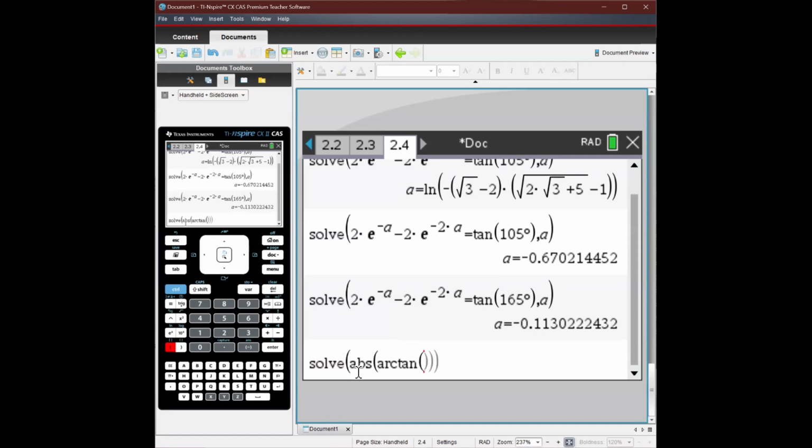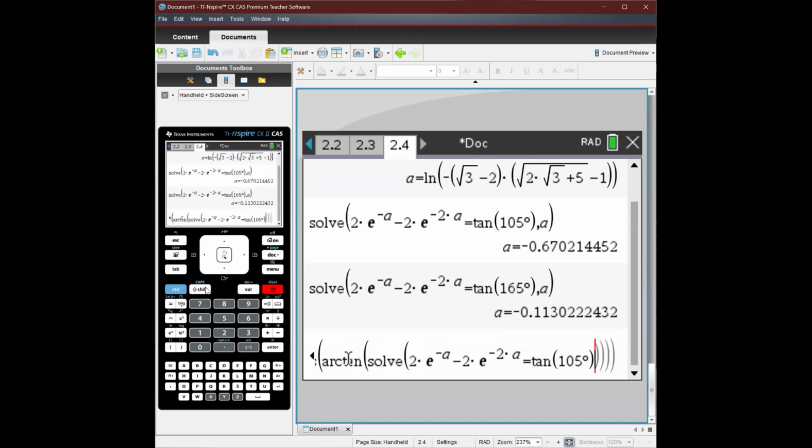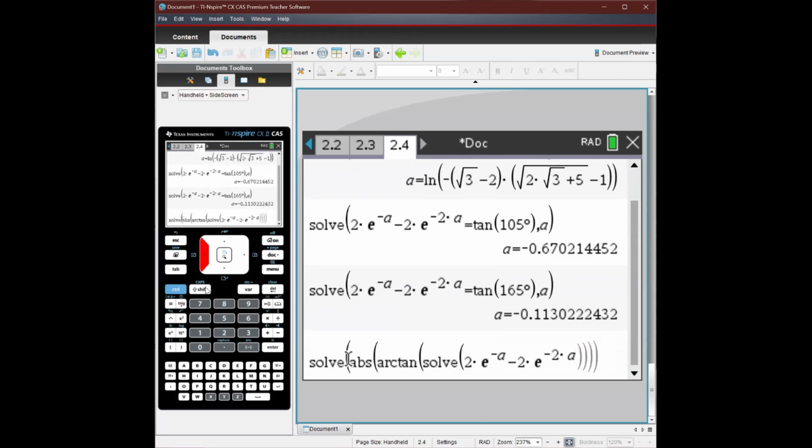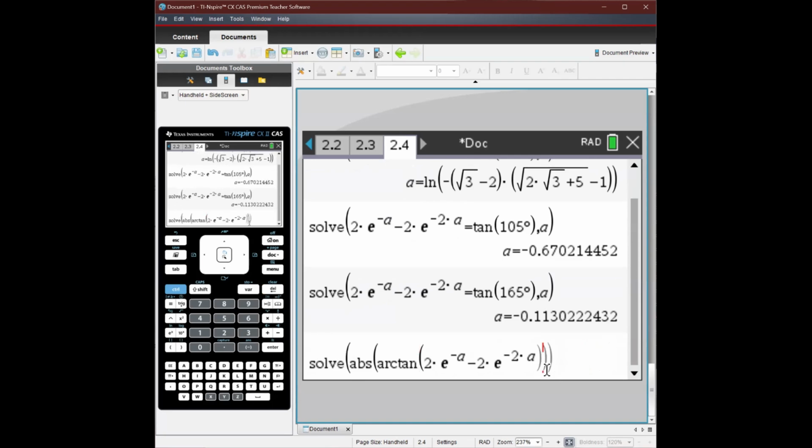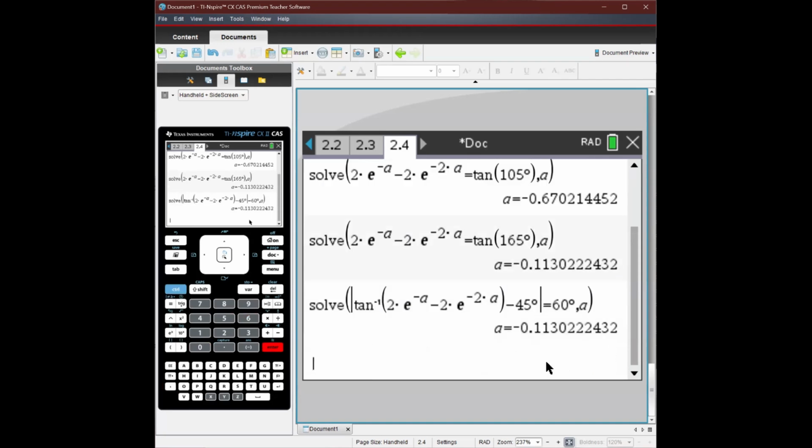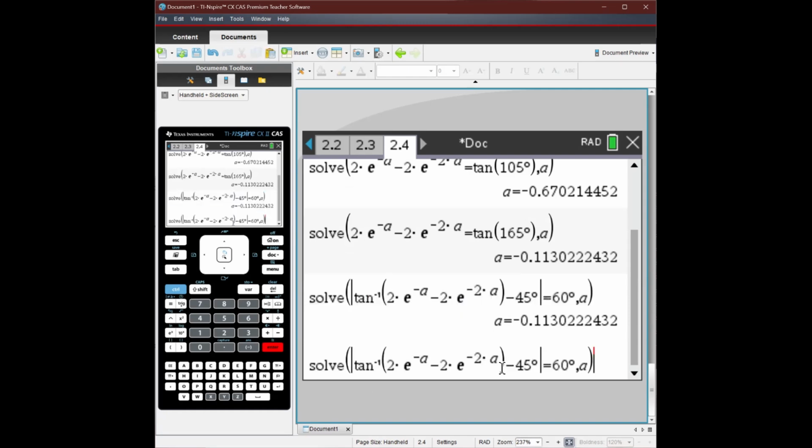Arctan. Don't need this bit. Don't need this bit. Absolute value arctan minus 45 degrees equals to 60 degrees, comma A. That just gives me that. And if I have, what about the other way around?